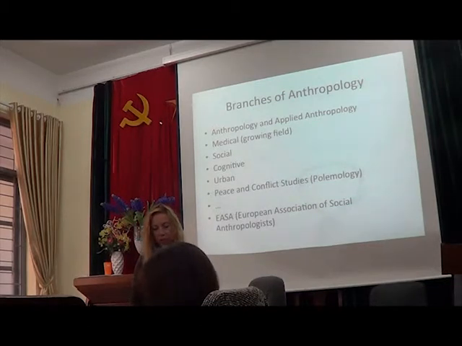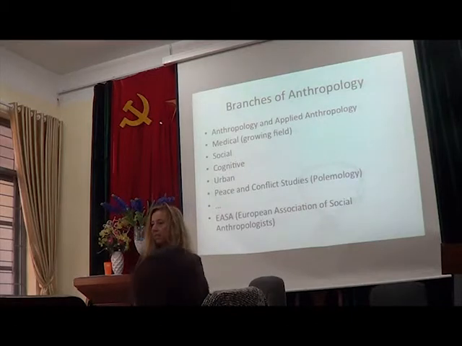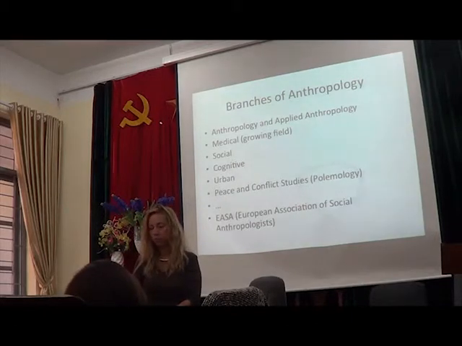Other branches, for instance, social anthropology. It examines parts of society on a micro level, macro level. To social anthropology also belongs medical anthropology, but sometimes not vice versa. So it depends which level of society you examine. Social anthropology also combines methodologies similar to sociology. So that means qualitative and quantitative methodology.